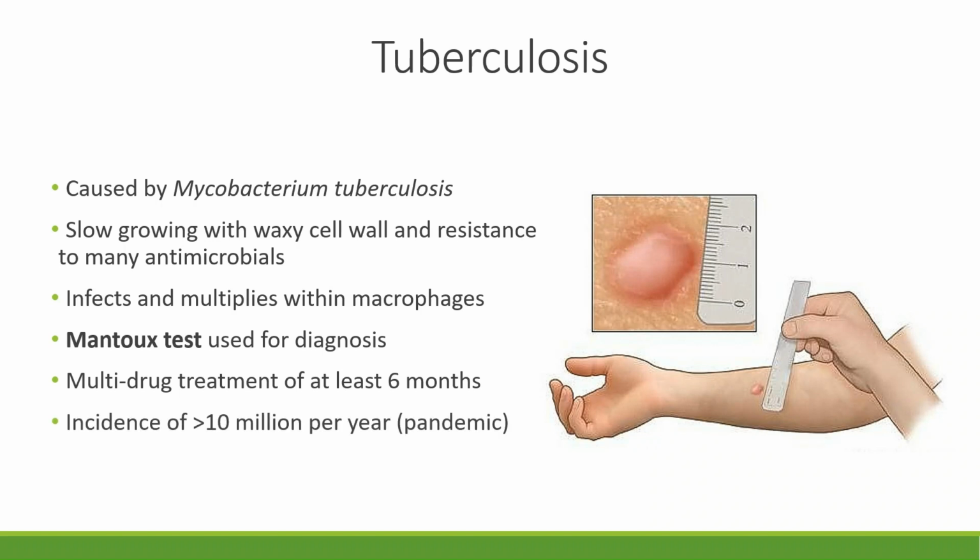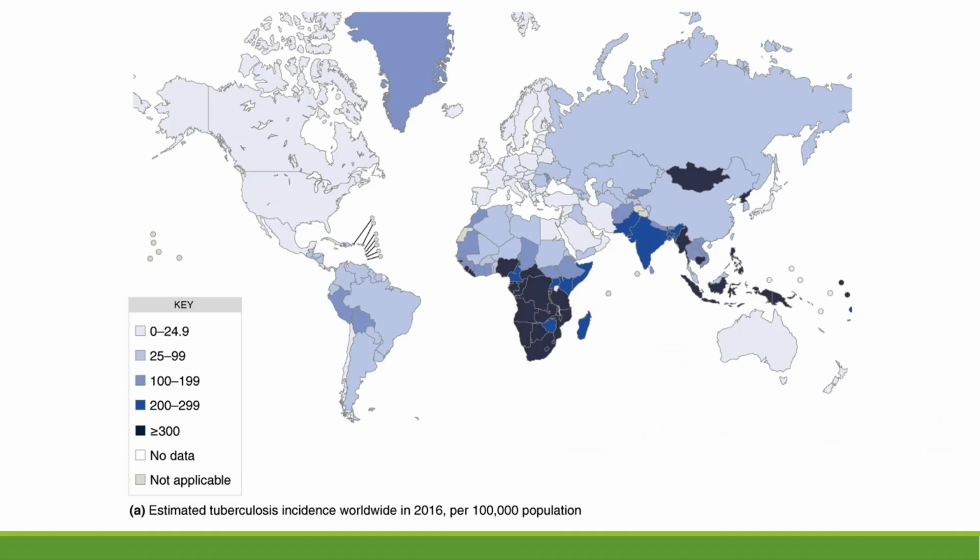It remains a global issue. There's over 10 million cases a year, so this makes it a persistent pandemic. As you can see here, the parts of the world that it's most common in, it's not so much of an issue here in the West, but in some places it has a pretty high prevalence.